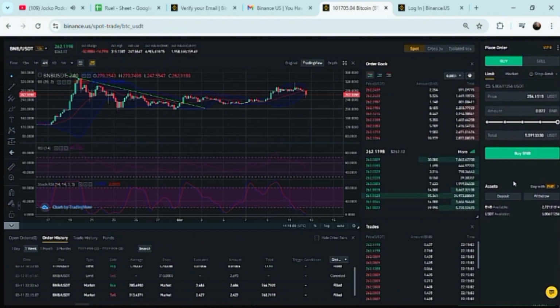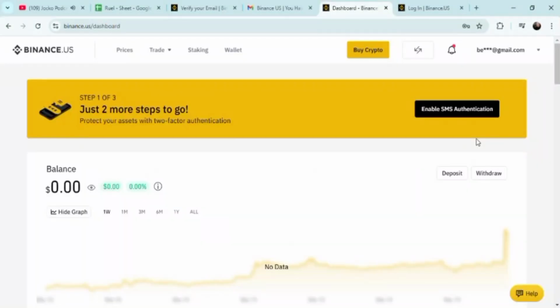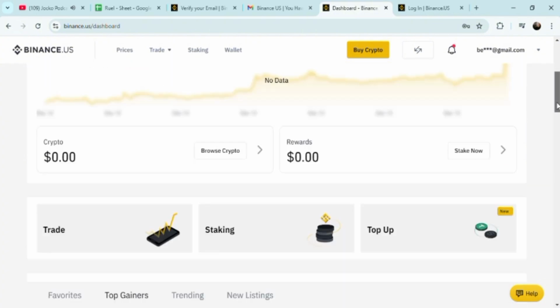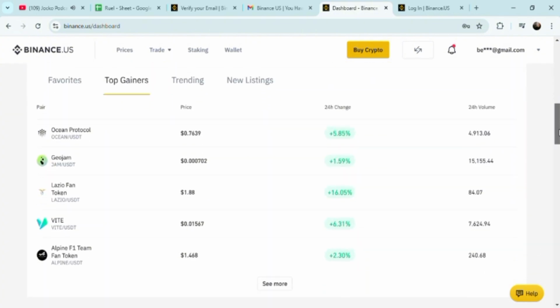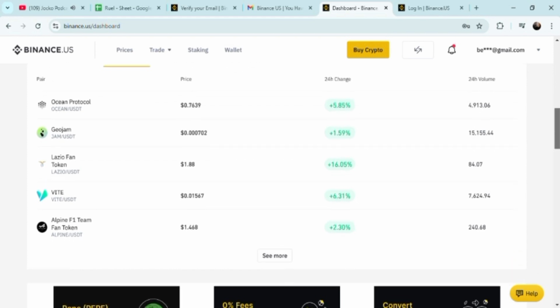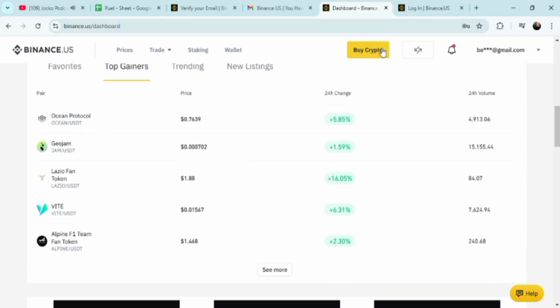So if you've already learned your part on how to do basic trading, then that's basically it. As we all know, Binance is one of the largest cryptocurrency exchanges globally, allowing users to trade, buy, and sell a variety of digital assets. Services range from simple spot trading to advanced options like futures, margin, and staking.